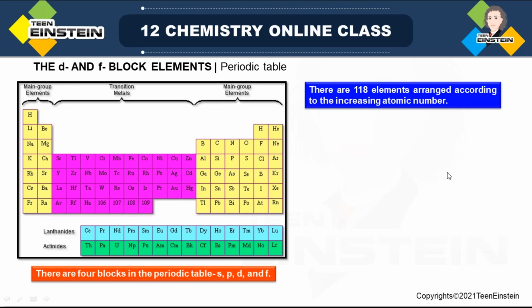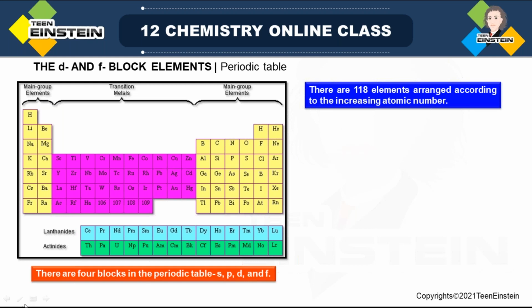Hello everyone, today we are starting a new chapter, which is D and F block. Here first we will see some idea about the periodic table, and after that there will be discussion regarding D block elements, and after finishing D block elements there will be F block elements. In D block elements, first we will see what the trends are in different atomic properties, that is atomic radii, ionic radii, density, ionization energy, etc.